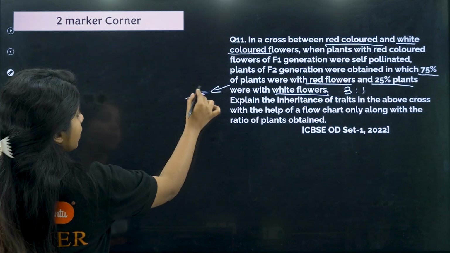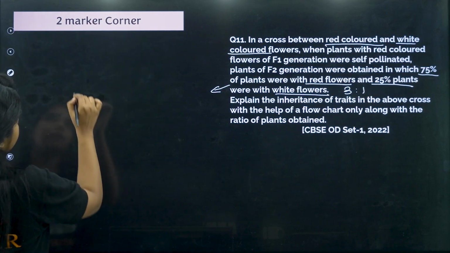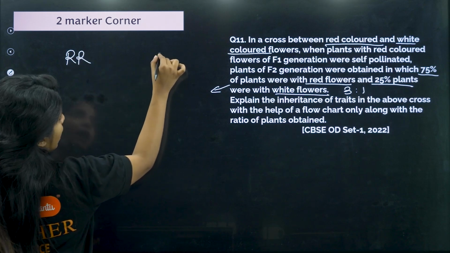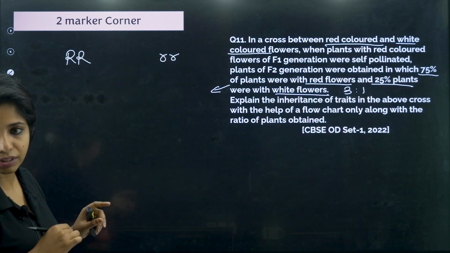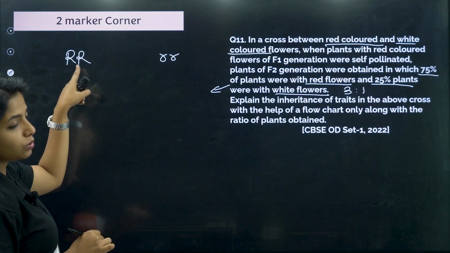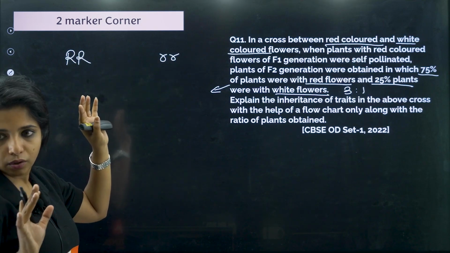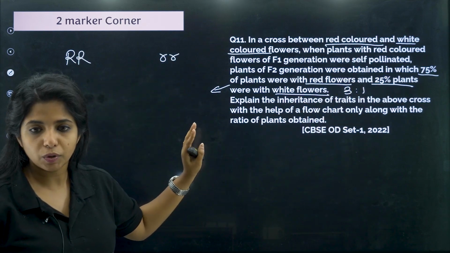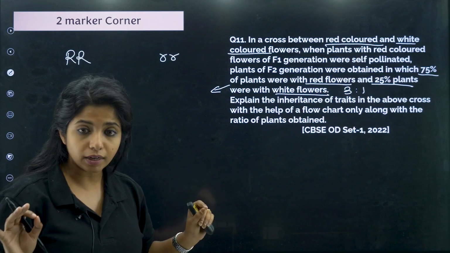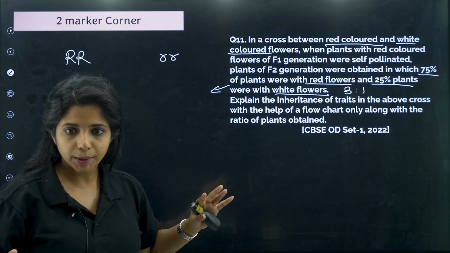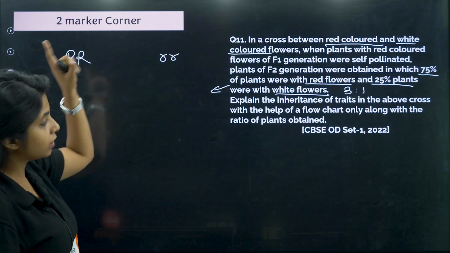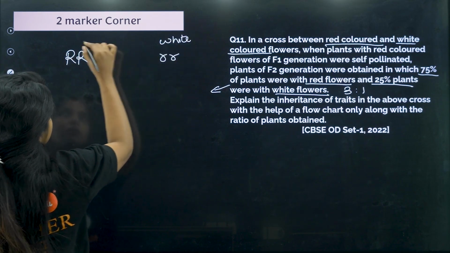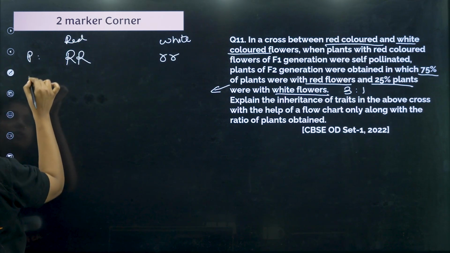Basically they are trying to say that the red plants, we have to prove this, right? So you have the red plants and then you have the white colored plants. Please remember, don't write WW over here. Always go with the capital letters for the dominant trait. When you are saying the red flowers were 75%, that means red is dominant. Now take the dominant letter, capital R, and make it small for the white flowers. This will be the white flowers, this will be the red flowers. These are the parents. Now let's make the gametes.